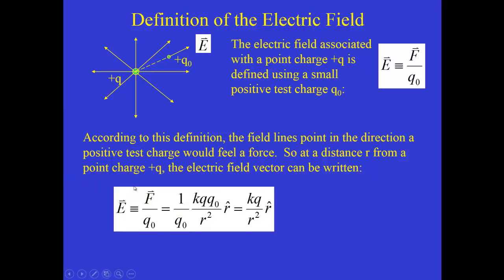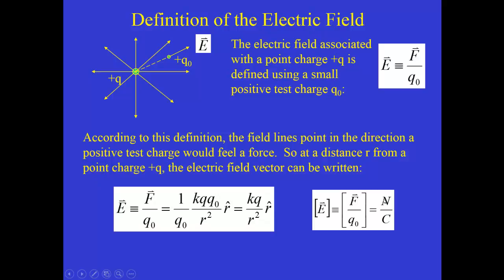So if the electric field is F over Q0, well, the F is k times Q Q0 over r squared. So multiplying that by 1 over Q0 gives us this result, where we've used r hat to indicate the radial direction pointing in space away from the location of the positive Q charge. kQ over r squared gives us the magnitude, r hat gives us the direction. So, units of electric field, because it's defined as force per charge, those units are newtons per coulomb.